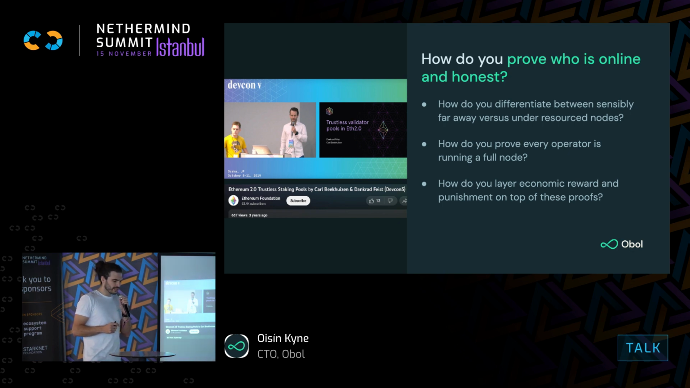So back in 2019, the Ethereum consensus spec went from ED 25519 to BLS signature schemes, and this brought in homomorphic additivity, which is one of the key pieces of distributed validators, particularly as a middleware and not having access to the private keys. These two gentlemen, Carl and Donkrad, who many of you here probably know, gave a talk at DevCon 5 about what we now know as distributed validators. I refuse to call them trustless.